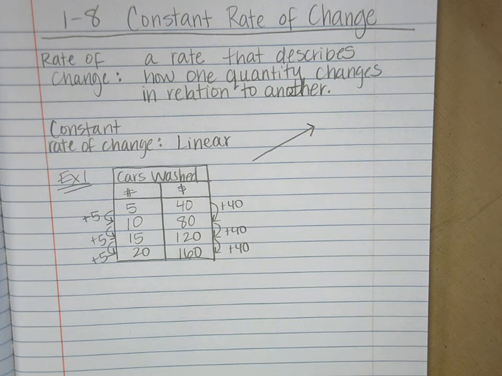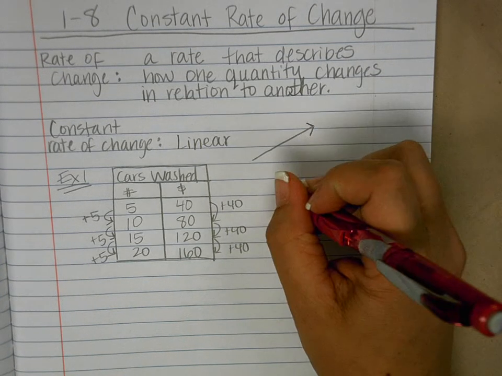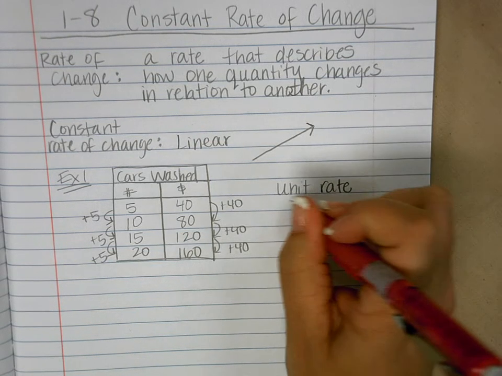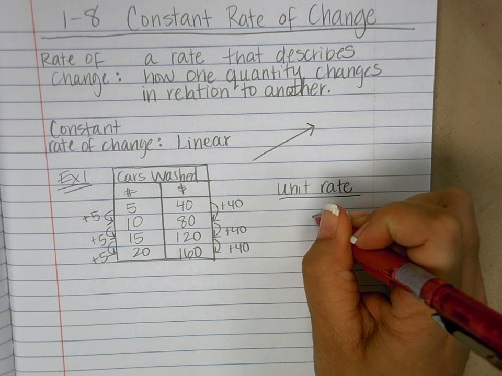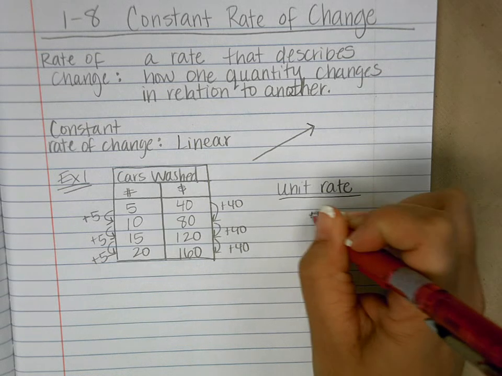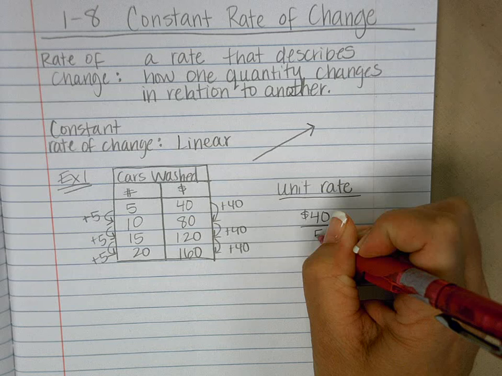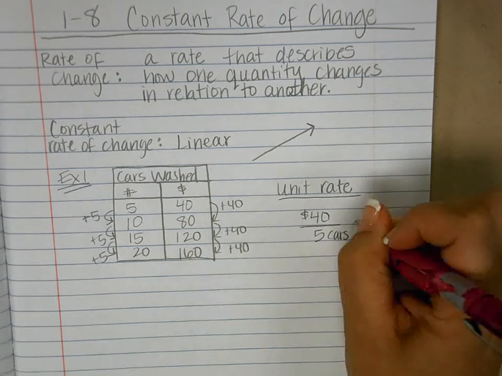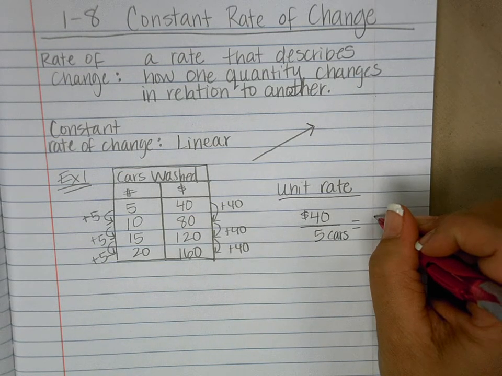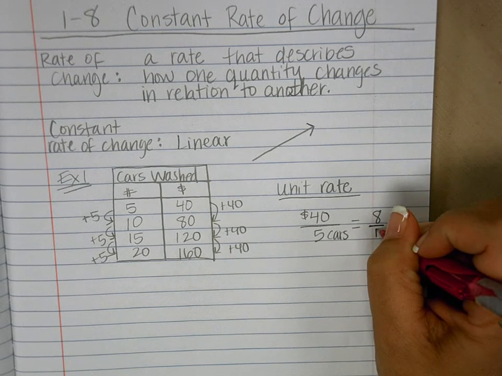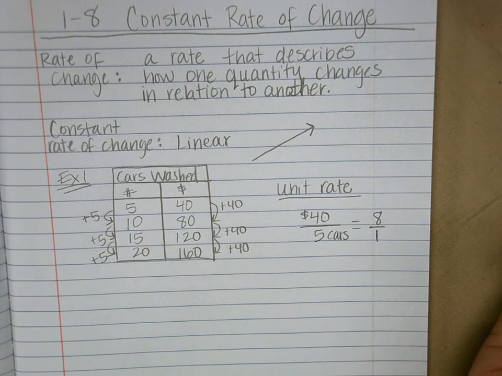Okay? So if we want to find the unit rate, remember unit rate is over 1. This would be $40, not over 1, over 5 cars, right? Which equals what? 8 over 1. So the unit rate is $8 per car.